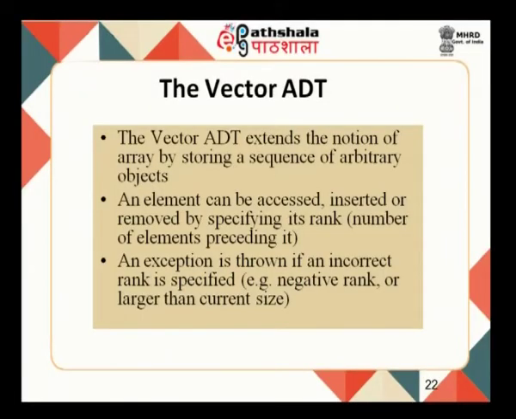Now, let us look at another implementation. This is again an array implementation only, which is called the vector ADT, which extends the notion of the array by storing a sequence of arbitrary objects. So, an element can be accessed, inserted or removed by specifying its rank. That means, the number of elements preceding it. An exception is thrown if an incorrect rank is specified, that is you cannot give a negative rank or a rank that is higher than the current size. So, this is like giving the position. Here we are calling it rank, the rank position. Rank is the number of elements that come before the particular element. So, you are specifying the position, in other words here we call it rank, to indicate where we want to insert or delete.